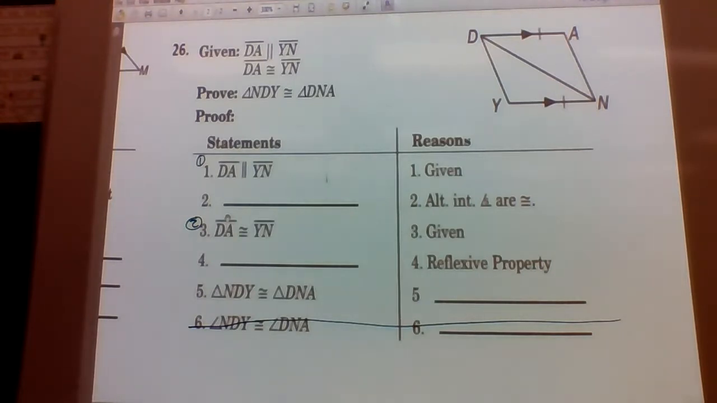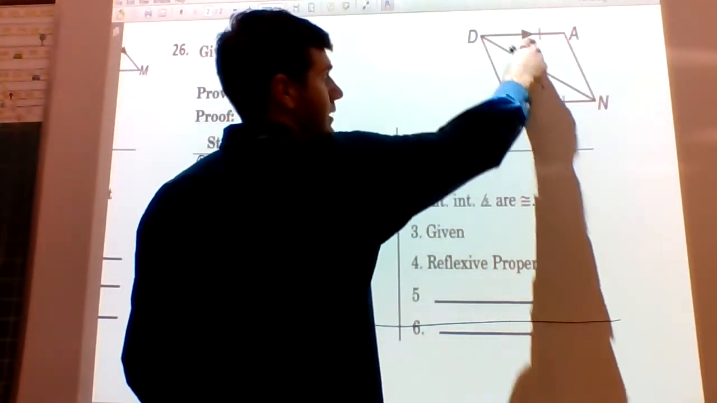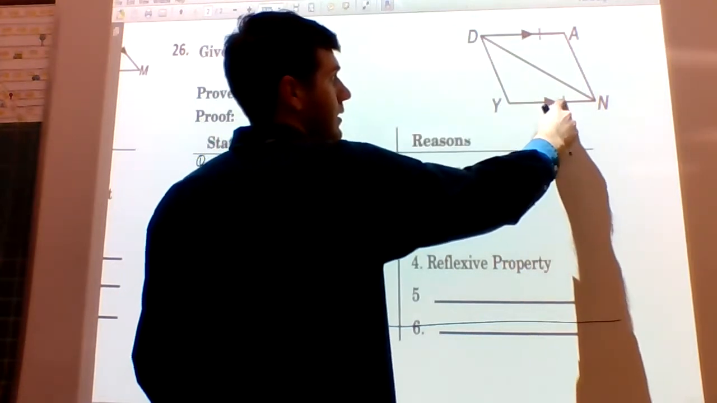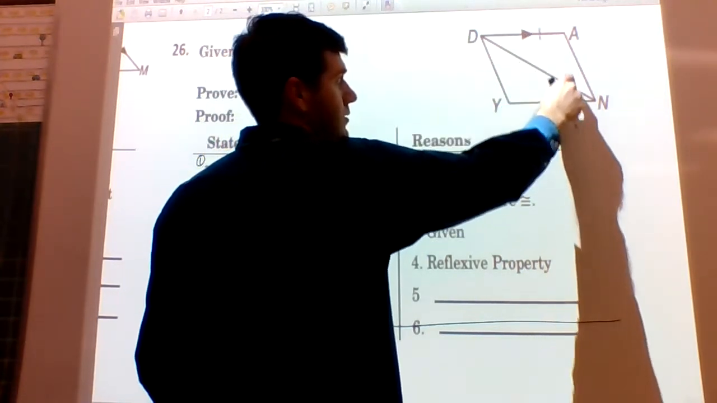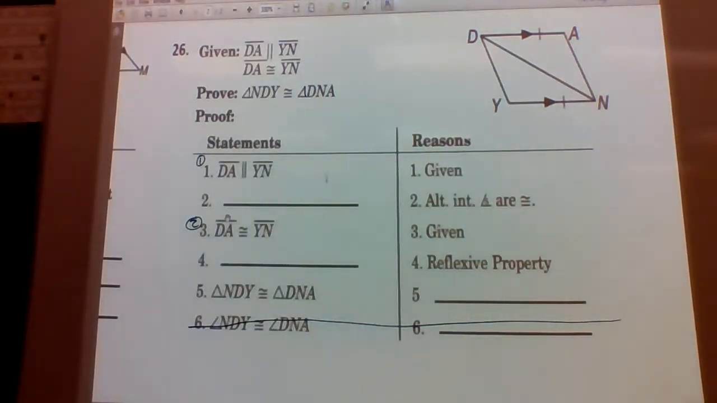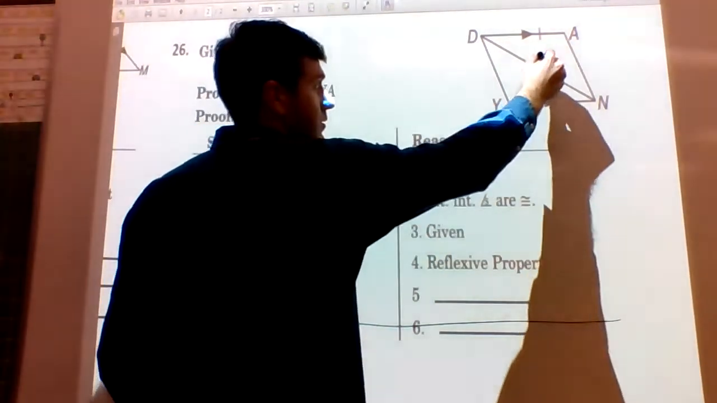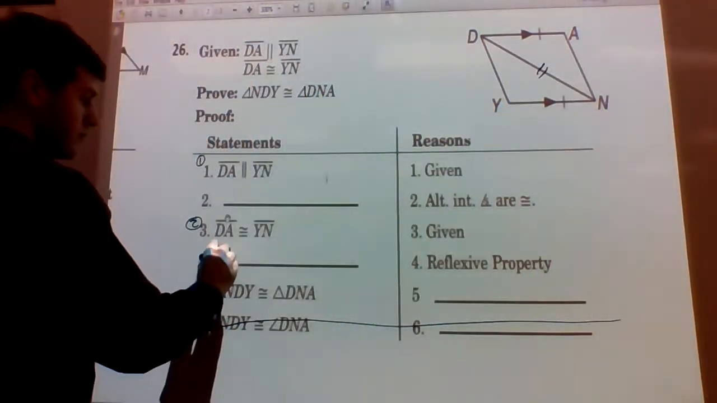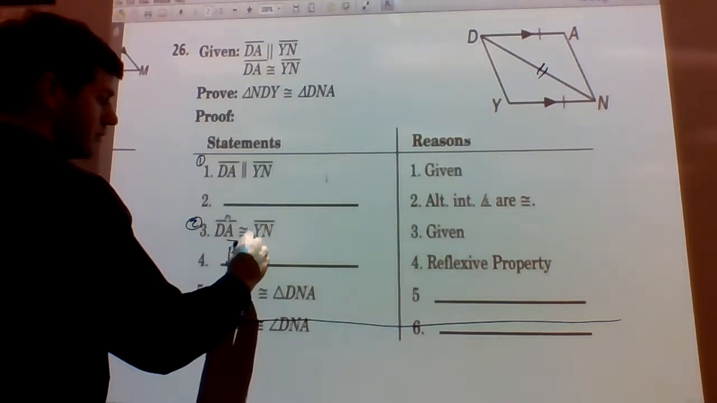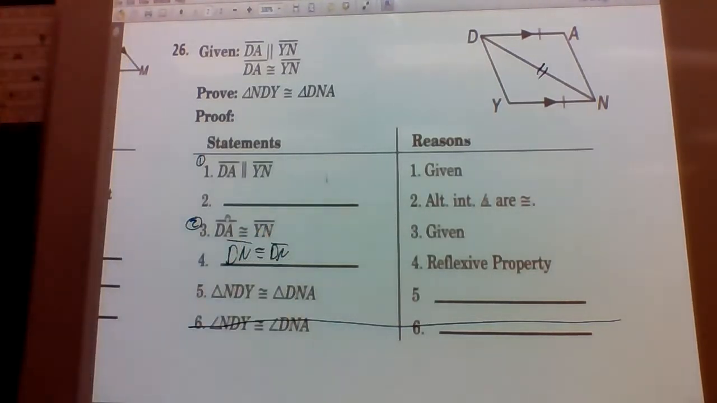So DA is parallel to YN, and DA is congruent to YN. So we have both of those labeled in our diagram. The arrow indicates that these lines are parallel. The hash mark, the dash, represents that these 2 segments, DA and YN, are congruent. So step 1, write the givens. Step 2, look for shared sides or vertical angles. We do have a shared side. Okay, DN. So DN is congruent to DN by the reflexive property of congruence.